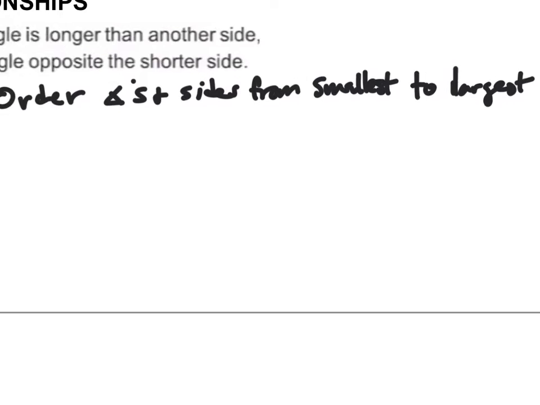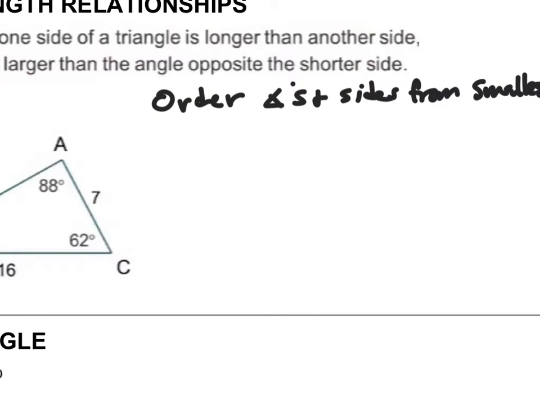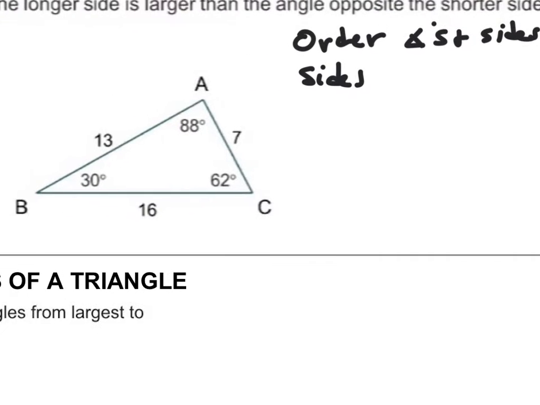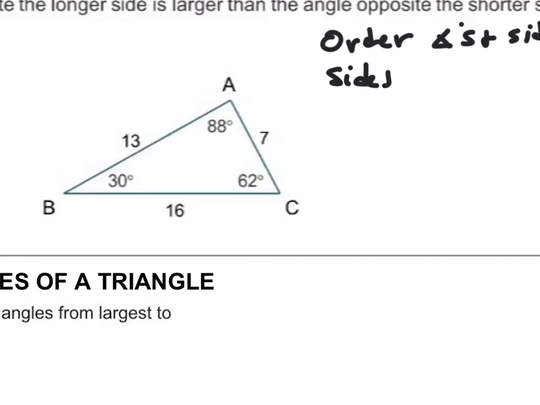Okay, so what I want to do, and let's look at the sides first. What I notice here is that I'm going to order my sides from smallest to largest. Let me change up my colors a little bit. My smallest side is length AC.